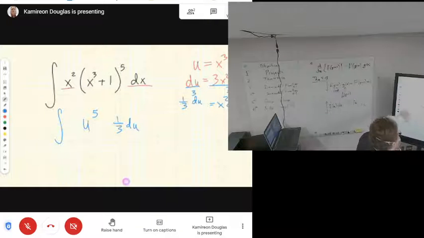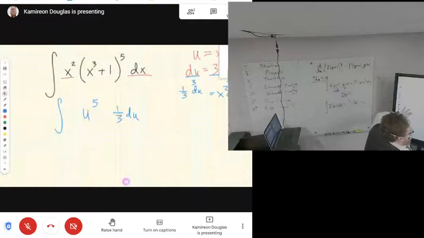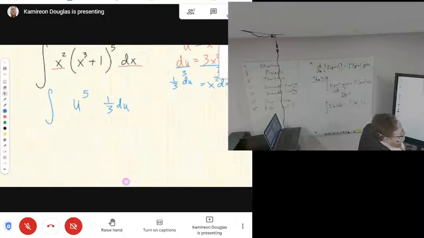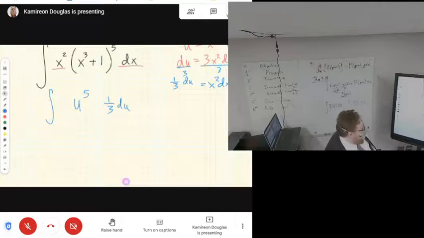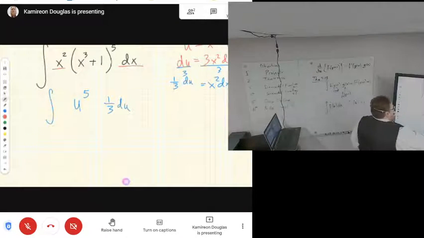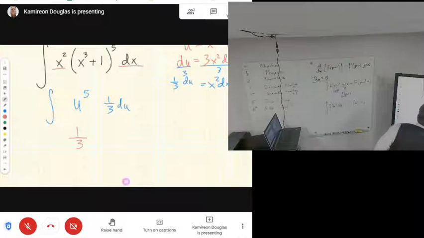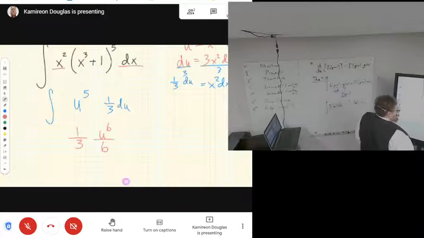Speaking of which, let's finish this. And as the previous one, I will take the derivative to see if they actually do match. So let's do this. The 1/3 is just a 1/3. U to the 5th power would become u to the 6th over 6 plus c.